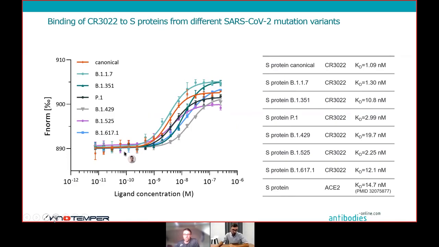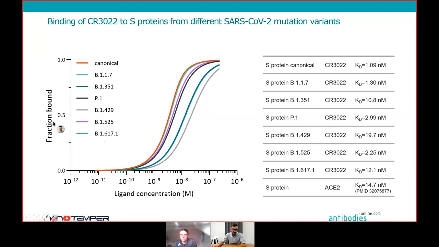What you can see here are dose response curves. We have on the x-axis the concentration of the S protein, and on the y-axis the so-called F-norm value, which is the signal that you measure with the Monolith instrument. Since we are interested in comparing these different variants, it makes sense to look at the normalized display, called the fraction bound plot. Then we get dose response curves that start at 0 and end at 1. Basically, the more they are shifted to the right, the weaker is the interaction; the more they are on the left, the stronger is the interaction.